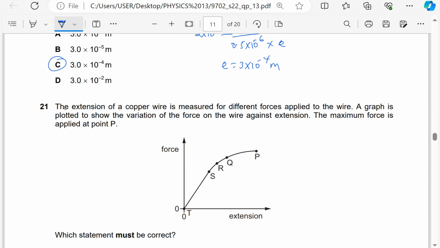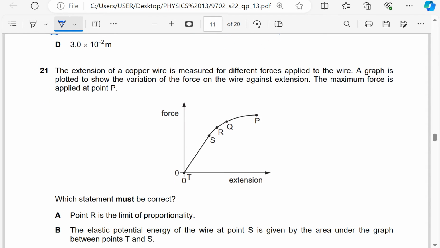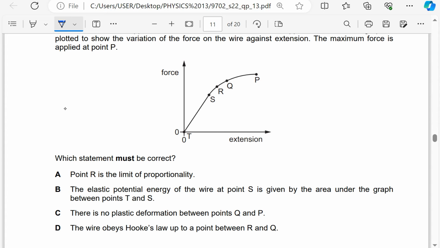The extension of a copper wire is measured for different forces applied to the wire. A graph is plotted to show the variation of the force on the wire against extension. The maximum force is applied at point P. Which statement must be correct?